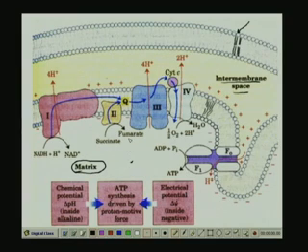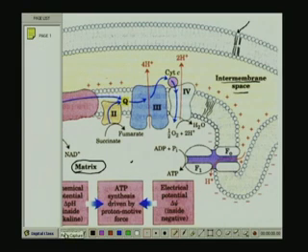Now, we are going to look at each of these complexes and see what it actually does. There are certain reactions associated with each of these complexes, eventually giving you sufficient H plus concentration in the intermembrane space that is going to result in ATP synthesis. Okay? So, let us go back to our slides.